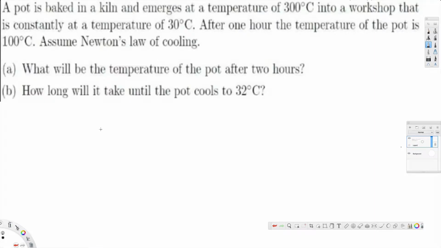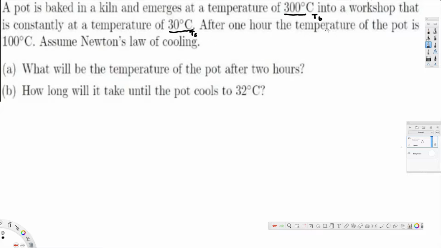What's going on, guys? In this video we are going to see an example on Newton's law of cooling. Let's look at this problem. Here this question is asking a pot is baked in a kiln and emerges at a temperature of 300 degrees Celsius. This is our body temperature, and then into a workshop that is constantly at a temperature of 30 degrees Celsius. This is the surrounding temperature or room temperature. So whenever they give a room temperature or anything, that's surrounding.